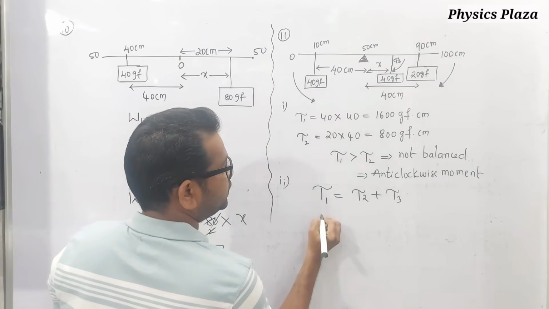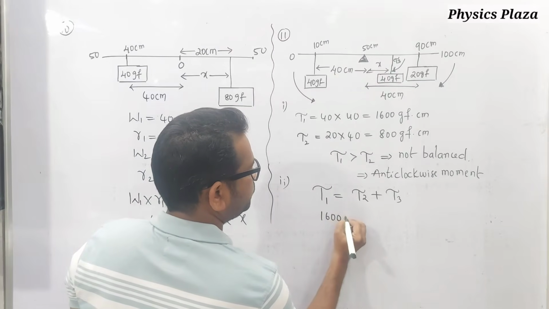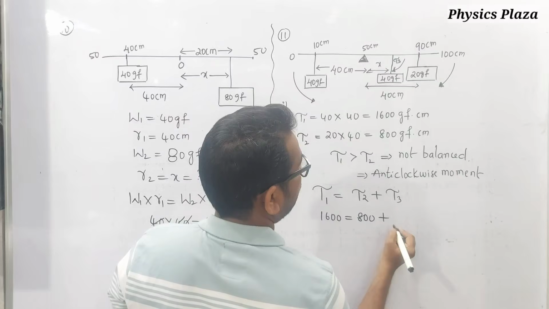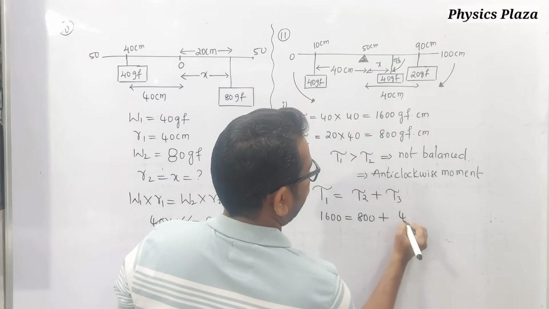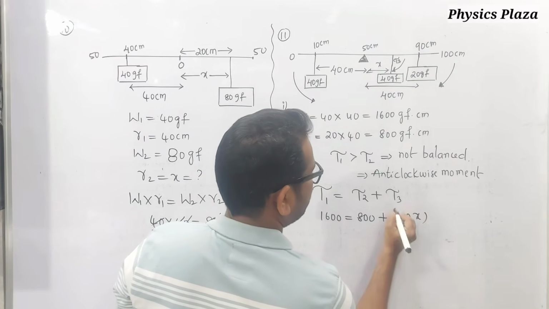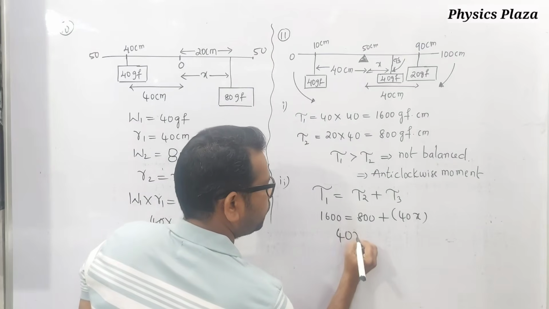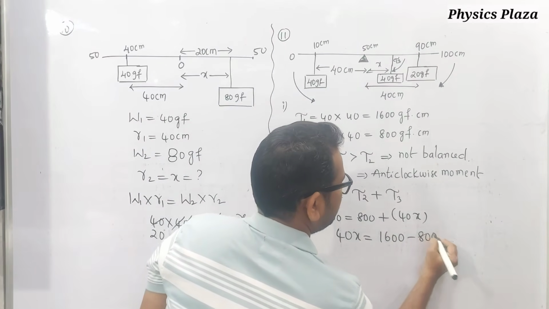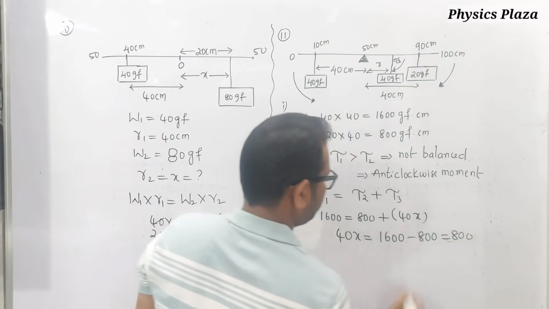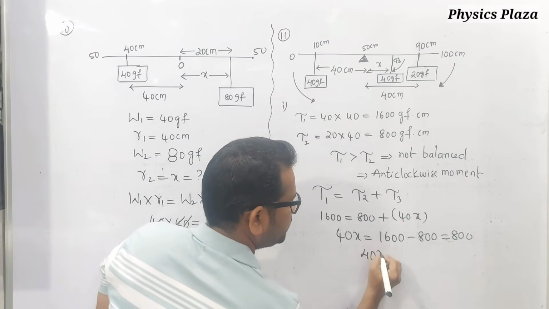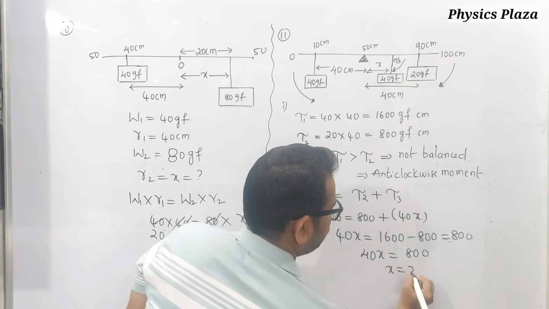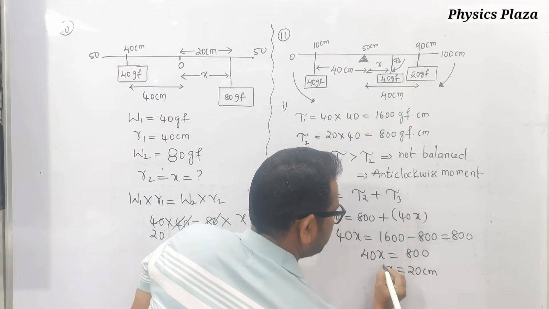So tau 1 we calculated, that is 1600, is equal to 800 plus tau 3. Tau 3 is how much, children? We don't know the distance. So 40 gram force into x, 40x. So this is going to be 40x is equal to 1600 minus 800, which is 800. So 40x is equal to 800, children. So x is equal to 20 centimeter.